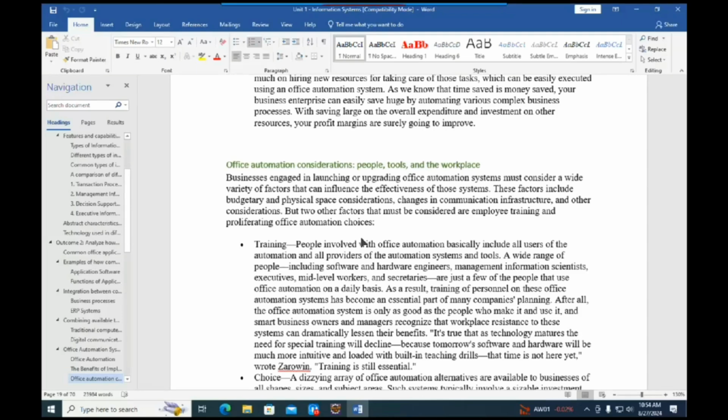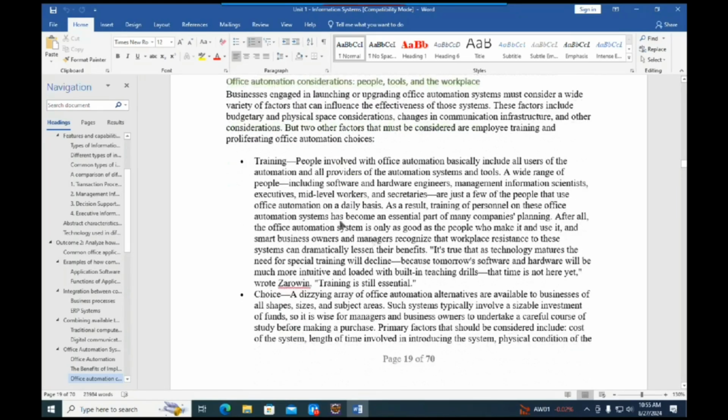We have factors like the budget, the budget that you're going to put down, the physical space. Do you have the place, the room, the server room, all that? You look at the communication infrastructure and many other factors. But as for now, we are going to look at two other factors that must be considered in this particular engagement. And the first one is the employee training, and the second one is proliferation of office automation choices.